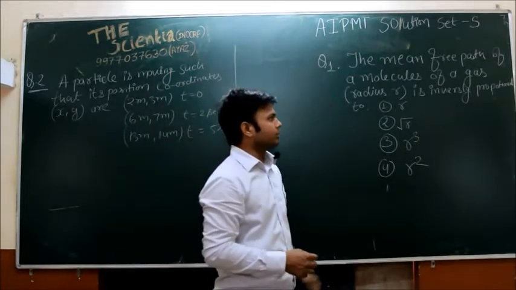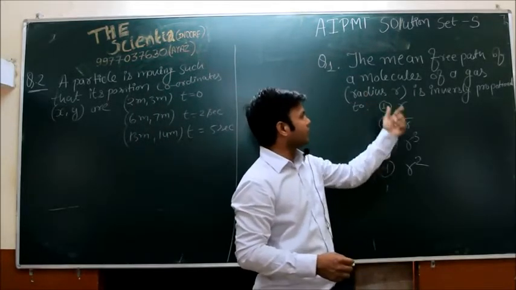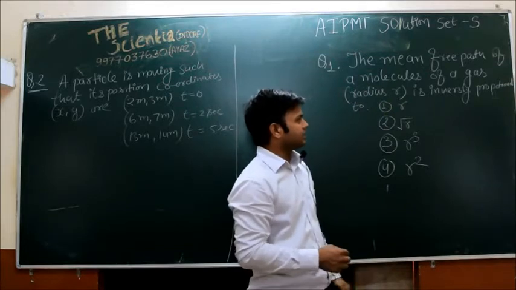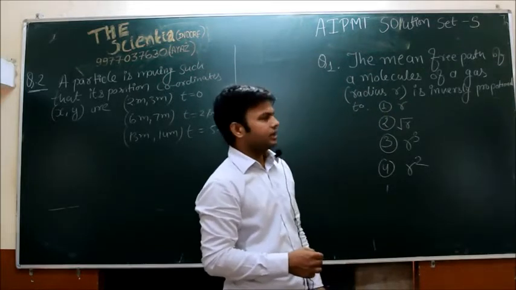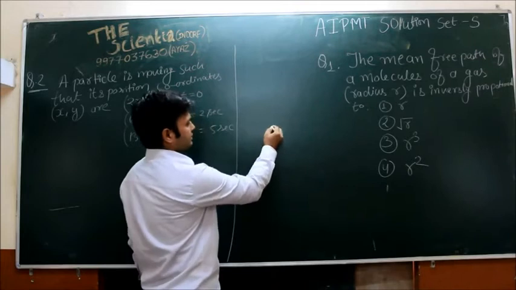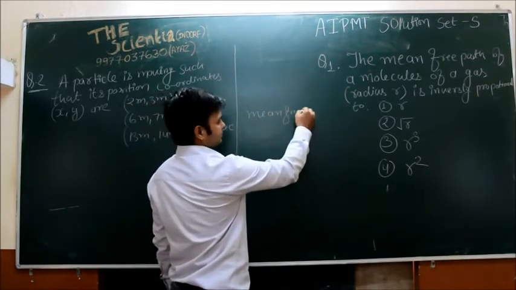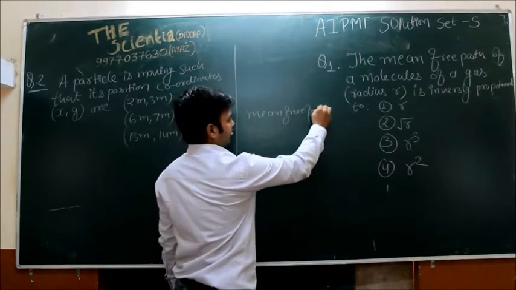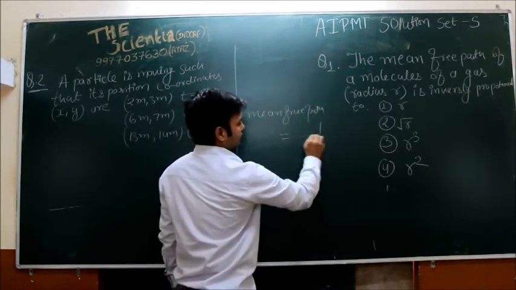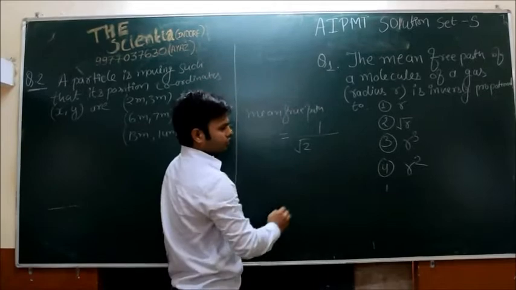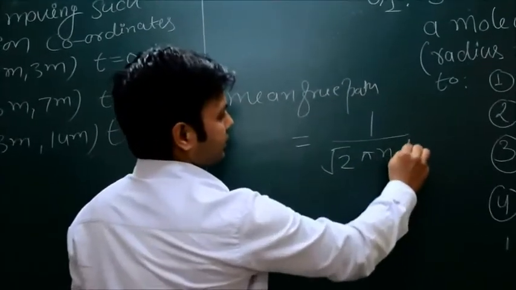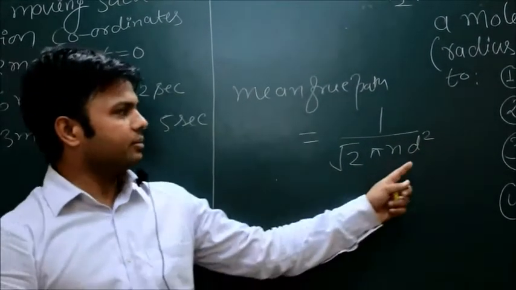Question number 1. The mean free path of a molecule of a gas of radius r is inversely proportional to. It is a direct question. It is a formula based question. Mean free path is equal to 1 upon root 2 pi n d square, where d is diameter.